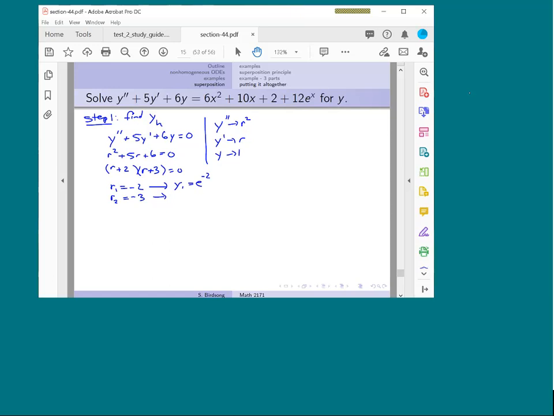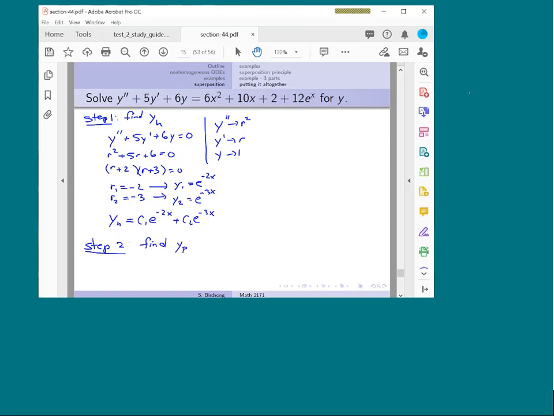Quick check, is our independent variable t, x, or something else? X's, so we'll put in the x, which means our homogeneous solution is going to be c1 times e to the negative 2x plus c2 e to the negative 3x. We are definitely not going to finish this example today. All right, so let us at least get to the guess for our particular solution.